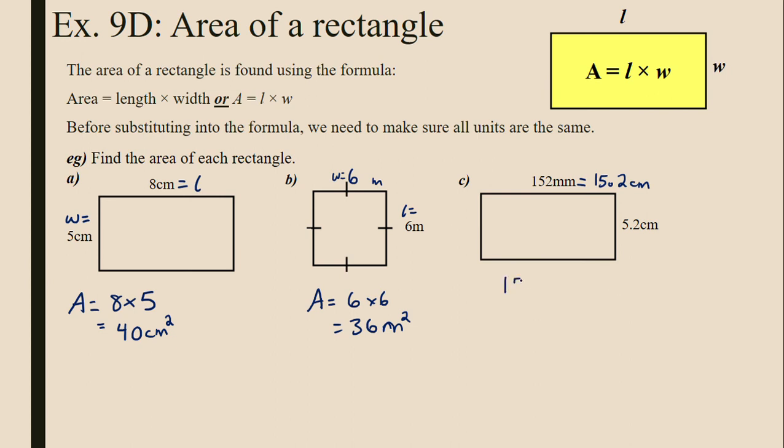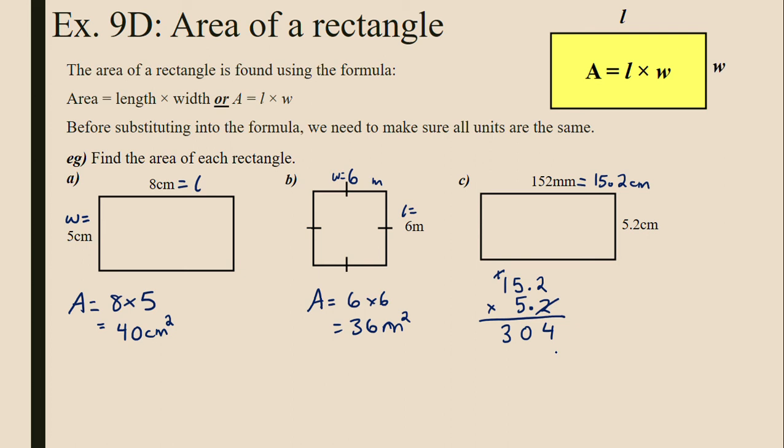So 15.2 times 5.2. We start by multiplying by 2. 2 times 2 is 4. 5 times 2 is 10. Put down the 0, carry the 1. 1 times 2 is 2, plus the 1 is 3. Remember, when we do decimal multiplication, we ignore the decimal points during the calculation until the very end.